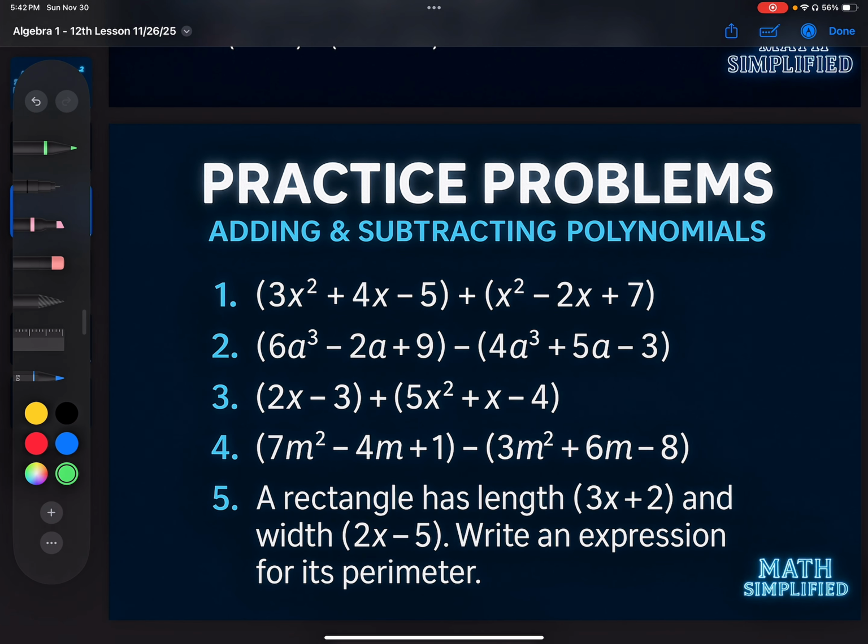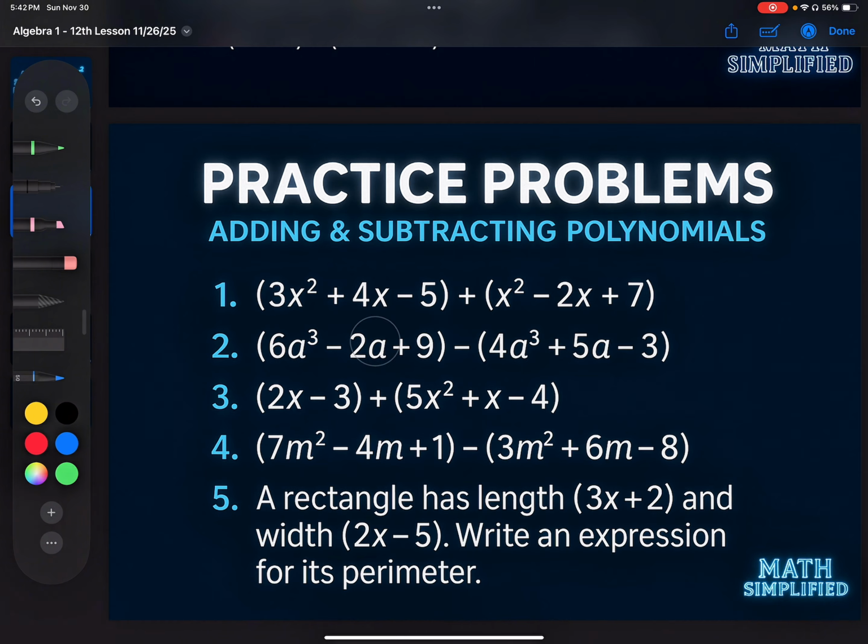So then here we have a couple practice problems. I'll do the first two for you guys, okay? So we combine 3x squared and x squared, that would be 4x squared. Then 4x and negative 2x, that would be positive 2x. And then negative 5 and 7, that would be positive 2. So our answer for that one would be 4x squared plus 2x plus 2.